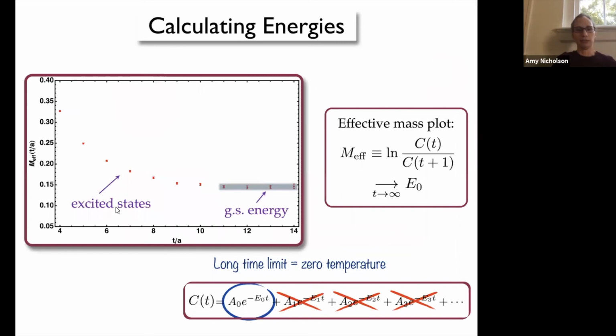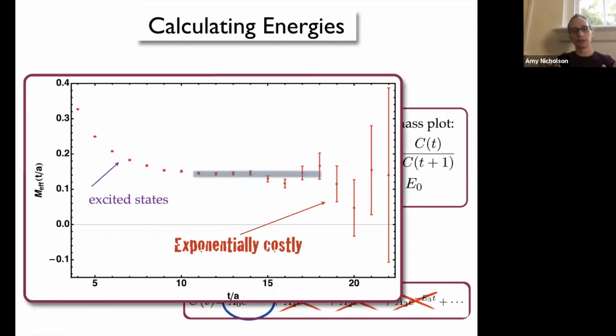So these are the kinds of data plots we look at. This is an effective mass plot. It's just a log of the ratio of correlators that you can show at late times will plateau to a ground state energy, and at early times is contaminated with excited states. So the problem with nucleons, I already mentioned this exponential signal to noise problem. You want to go to the large Euclidean time limit to just separate off a single state, except that the noise grows exponentially with Euclidean time. So you can't go out arbitrarily long.